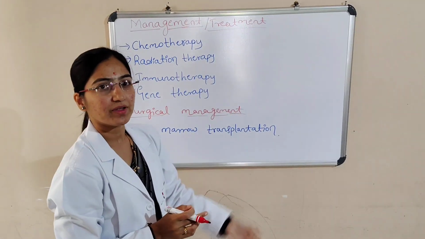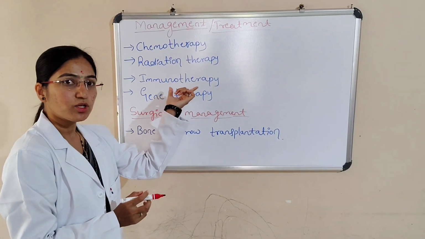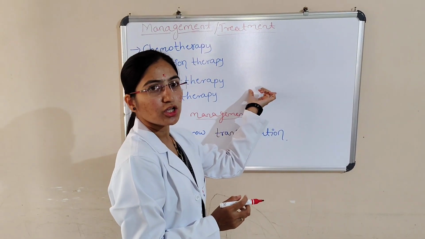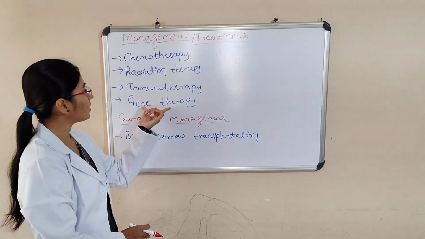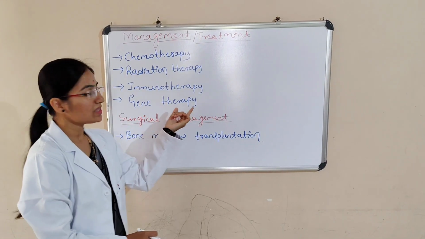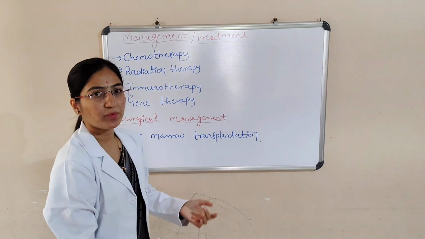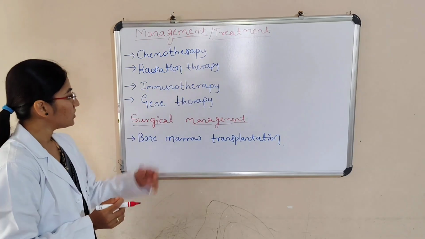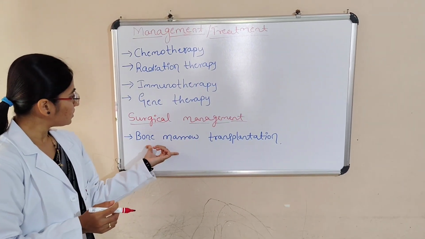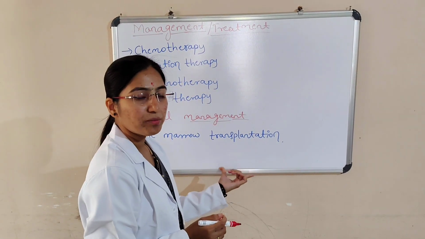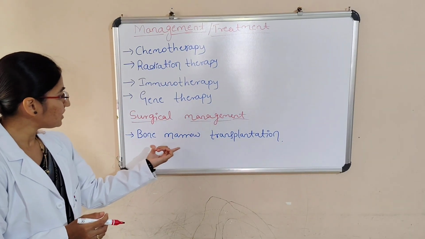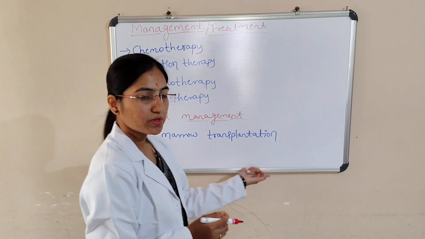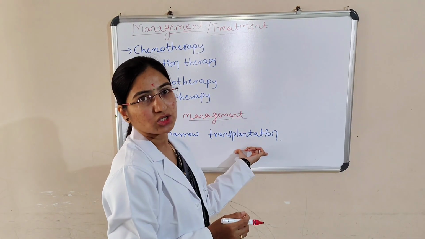That is radiation therapy. Immunotherapy or immune therapy is also a treatment of cancer that helps the immune system to fight cancer. Gene therapy is a medical technique that modifies a person's genes to prevent or to treat the disease. Next we'll see the surgical management. Under this, bone marrow transplantation. Bone marrow transplantation is nothing but the stem cells are transferred from one person to another. This is bone marrow transplantation.